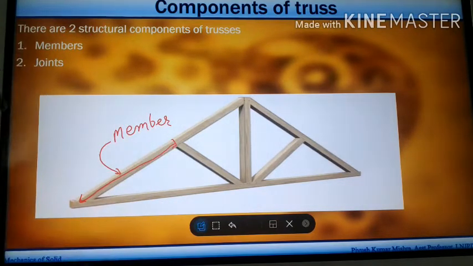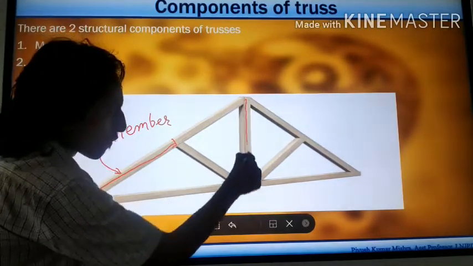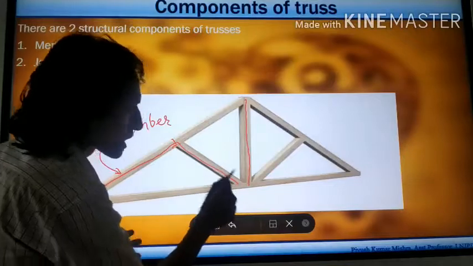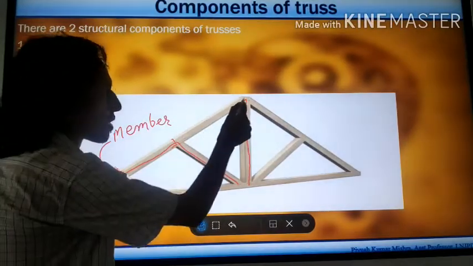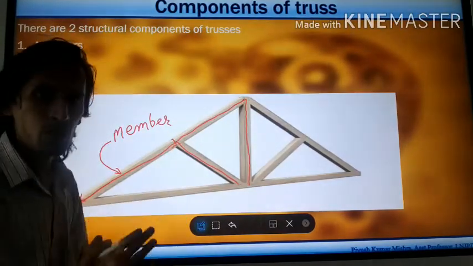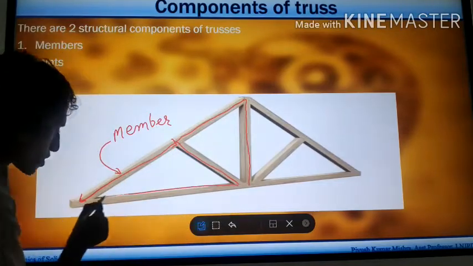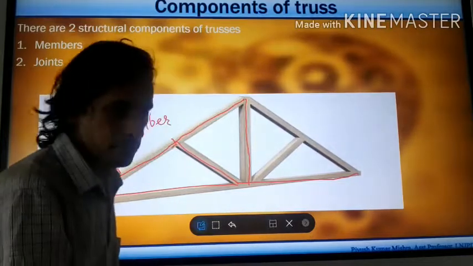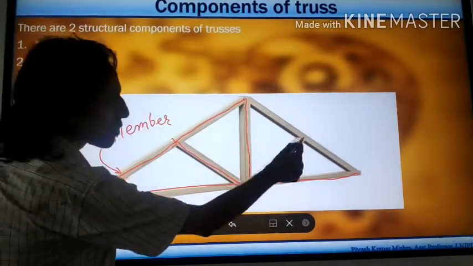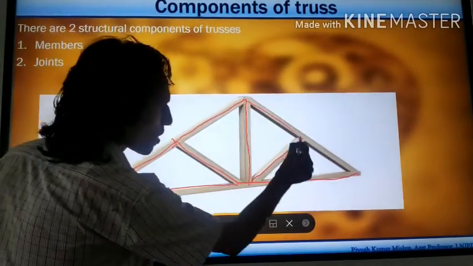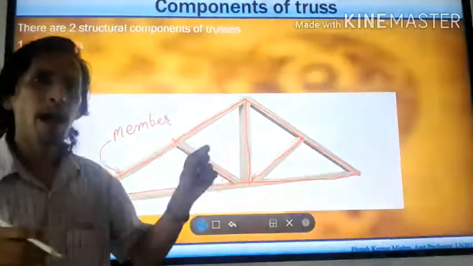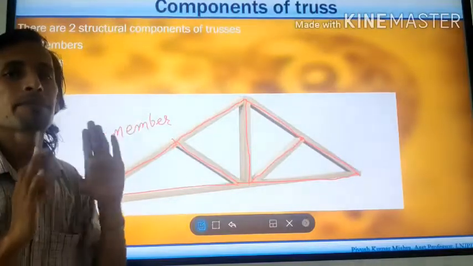This portion of wood is also a member. This portion is also a member. This portion is also one member. This portion is another member. This portion is another member. All these wooden pieces, each one bar, is one member.